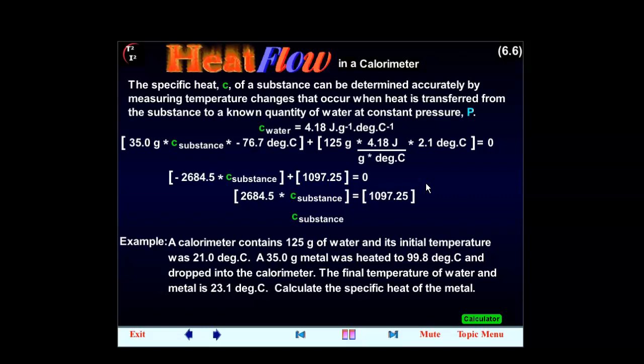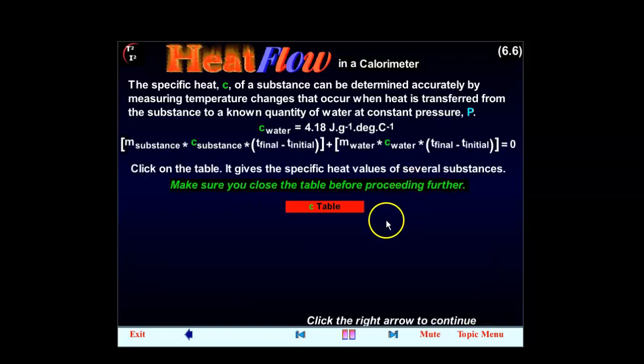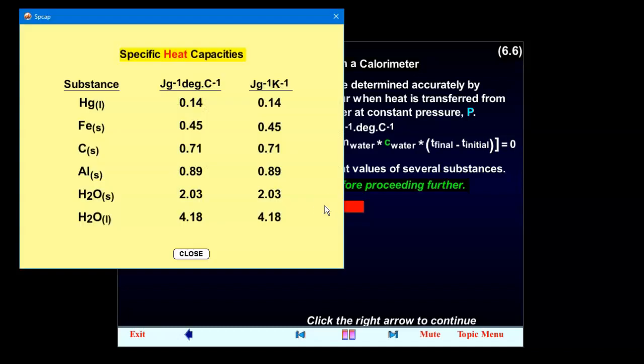C of the substance equals 0.41 joules per gram per degree Celsius. Click on the table. It gives the specific heat values of several substances. All right, these are the specific heat capacities of all the substances. This will be given to you in the question.